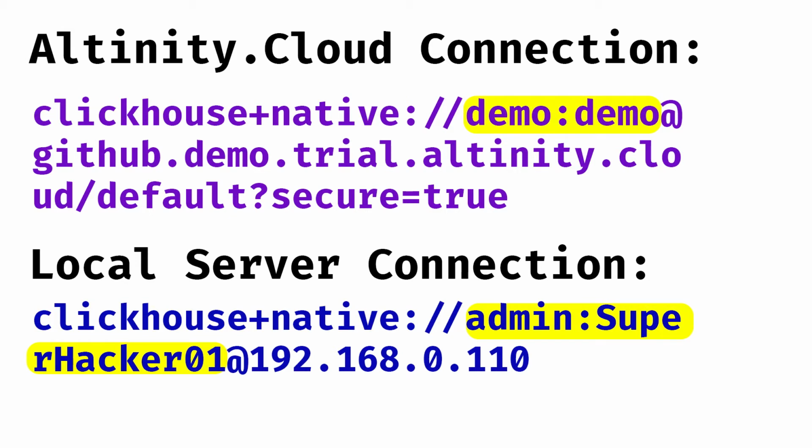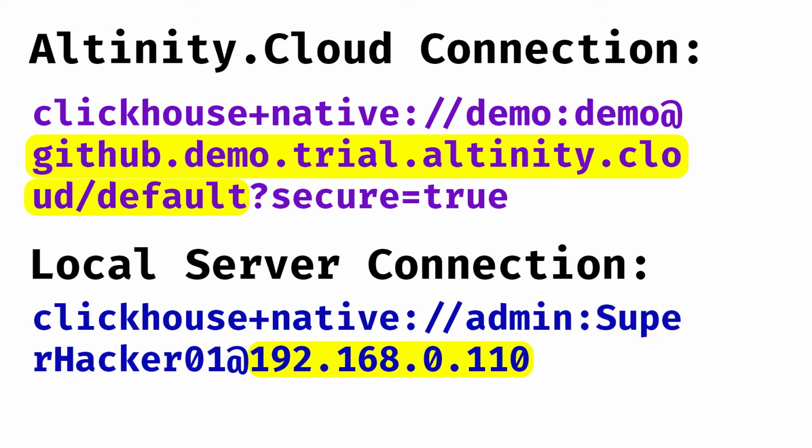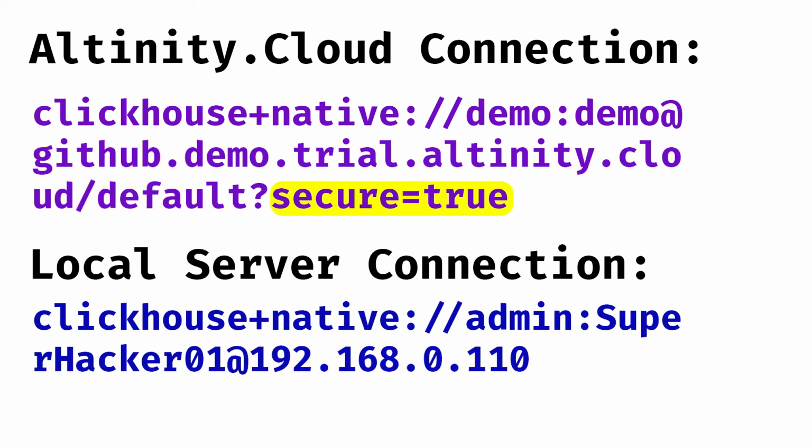The username and password. This is pretty standard. You'll notice this in the format username, :password. The URL. Here we have the actual host name or the IP address that we're connecting to. Options. This is where you may use different settings. For example, for the connection to the demo account, it requires TLS encryption, so the option secure equals true is used. Other options use timeout, certificate validation, and other settings. See the SQLAlchemy ClickHouse driver connection site for more details.